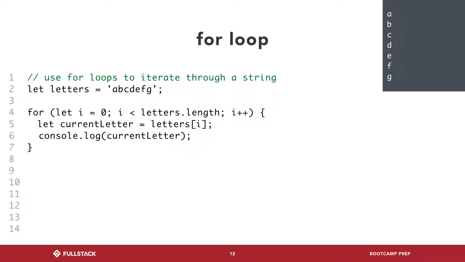So on the second iteration of this, what's i now? 1. i is 1, right? Is 1 less than 7? Yes. So then we do this code loop again. Then we add another 1 to i. What's i now? i is 2. Is 2 less than 7? Yes. We do this code block. We add 1 to i.